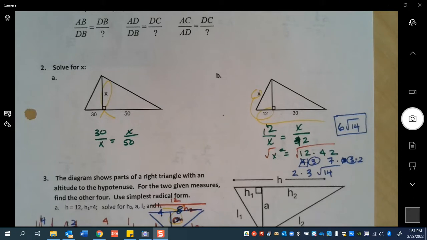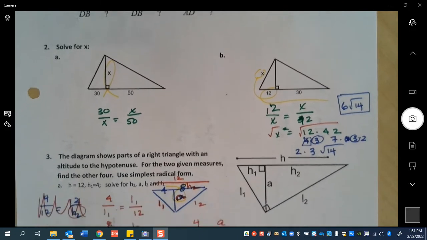That x is the geometric mean between the piece that it's touching, that's the 12. And that makes sense because it's short leg, hypotenuse, hypotenuse. Short leg, hypotenuse, hypotenuse.